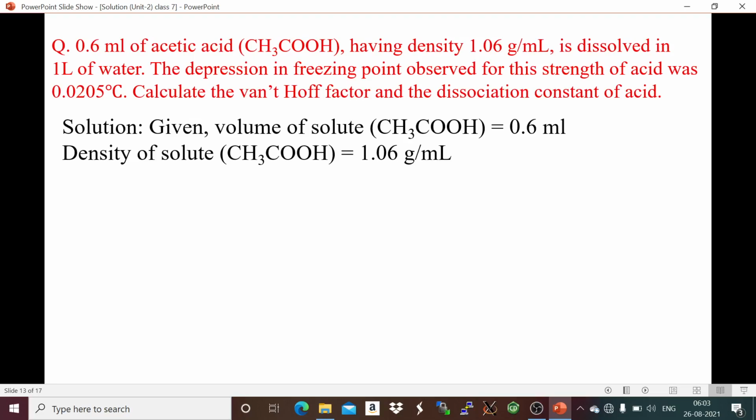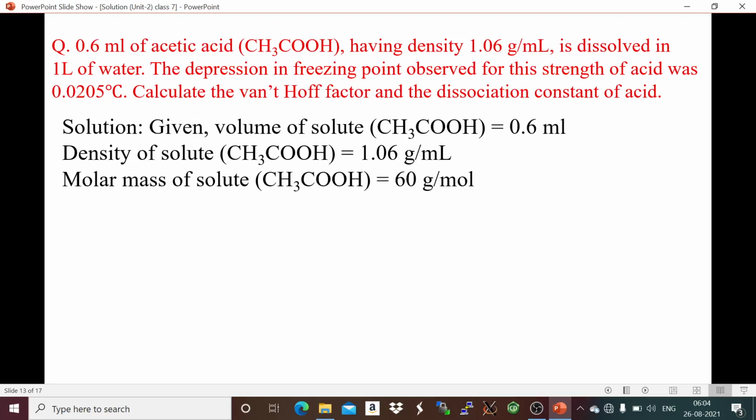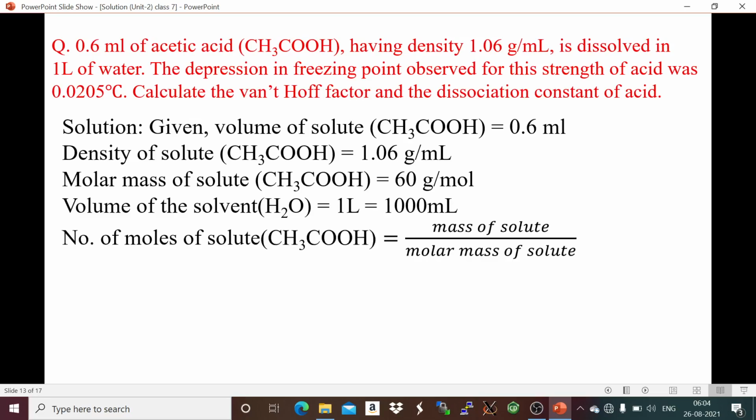Volume density of the solute is 1.06 gram per ml. Molar mass of the solute is 60. Volume of the solvent, water, is 1 liter, that is 1000 ml. Okay, so from these values we can calculate the number of moles of solute.